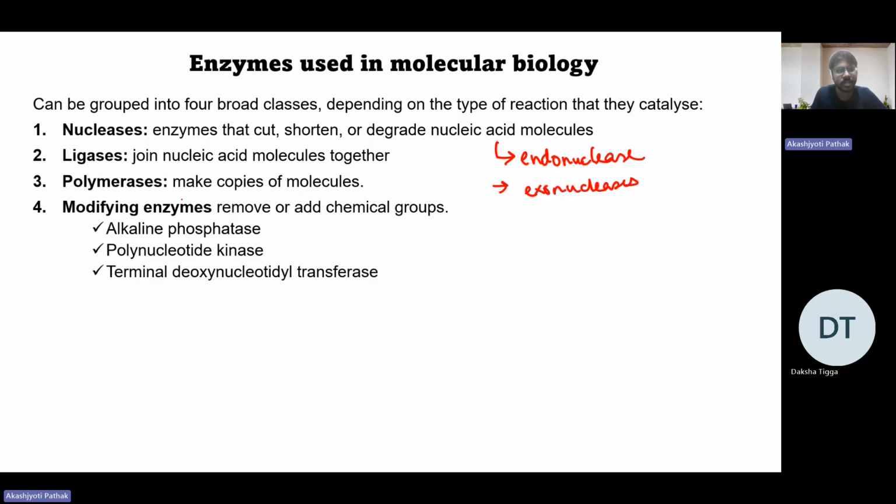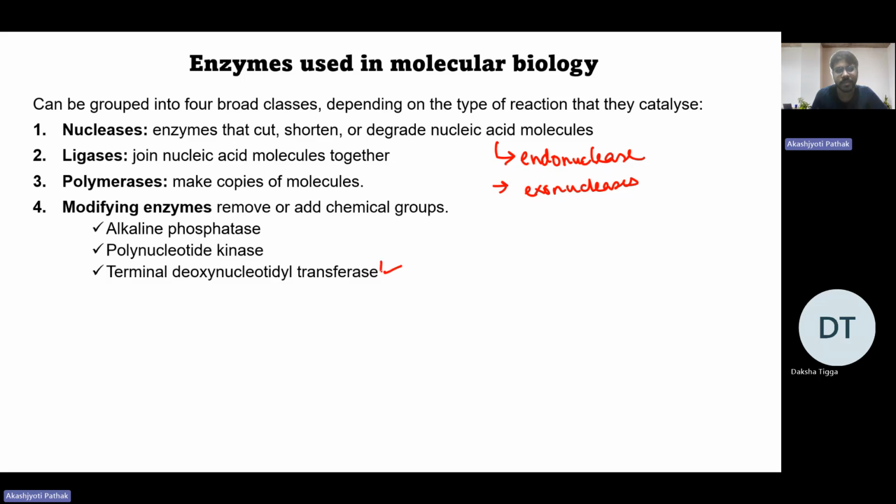Then polymerases. So polymerases are used for what? They are used in replication. So if you want to make a copy of DNA molecules, then polymerases are used. So there are different types of polymerases in bacteria, polymerase 1, 2, 3. Then there are some modifying enzymes like alkaline phosphatase, polynucleotide kinase, terminal deoxynucleotidyl transferase.